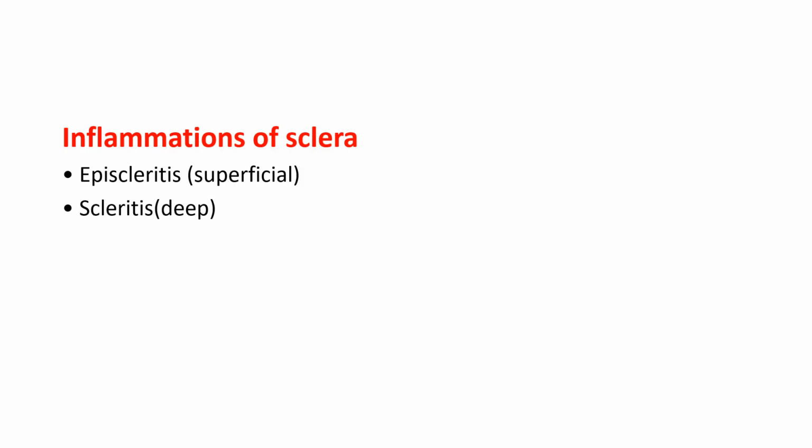Inflammation of the sclera. Now this is important. It can come as a short note. We have two types: episcleritis, which is superficial and involves the episclera. As I told, sclera has three parts: episcleral tissue, sclera proper, and lamina fusca. So inflammation of the episcleral tissue is called episcleritis. And the second one is scleritis, which is the inflammation of the sclera proper, and it is deep anatomically.